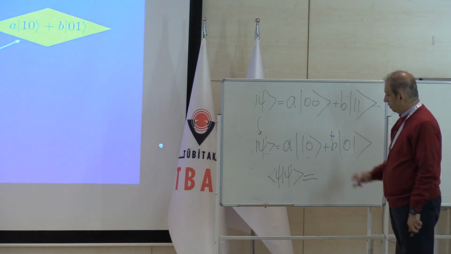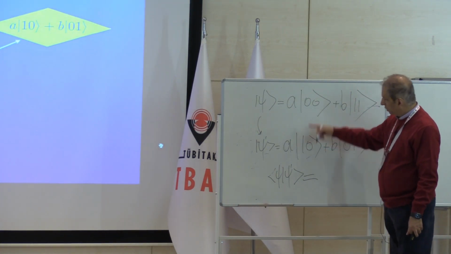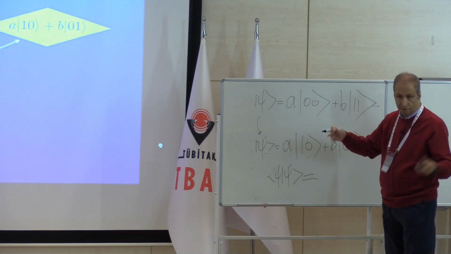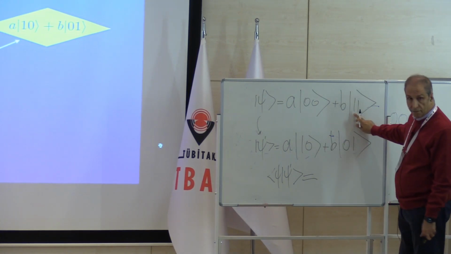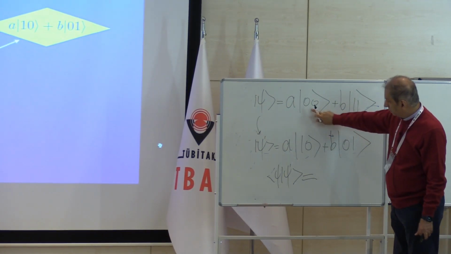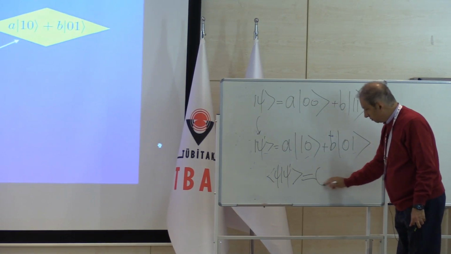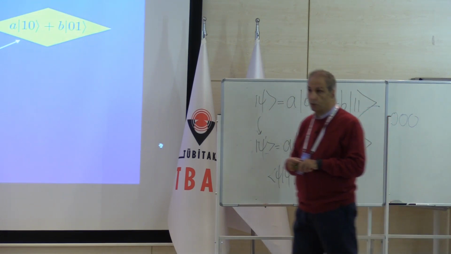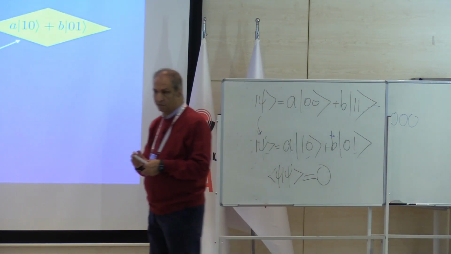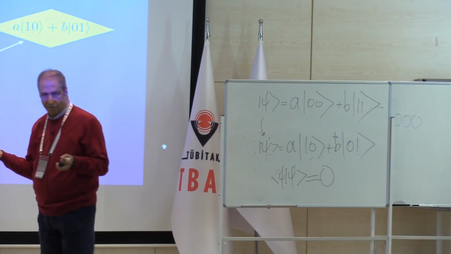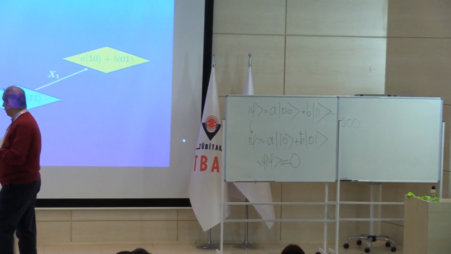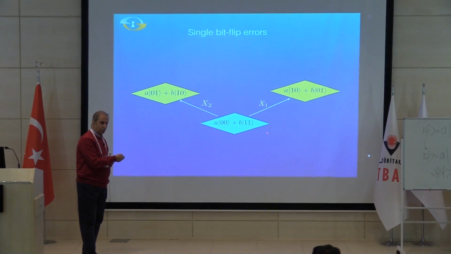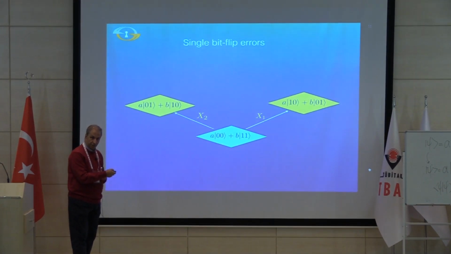What do I obtain? This state is orthogonal to this state, because here we have 1, 0 and here we have 0, 0. There are two different states. This is orthogonal to this state. They are all different, so you obtain 0. They are orthogonal to each other. When they are orthogonal, it means that you can differentiate them by some kind of measurement. In the same way, this state is also differentiable from this state, so I can understand the error by some kind of measurement.